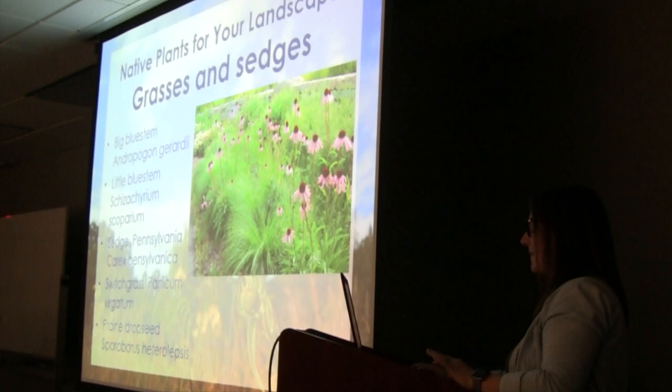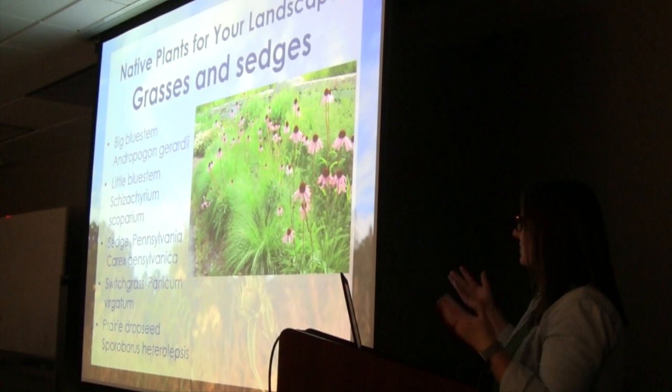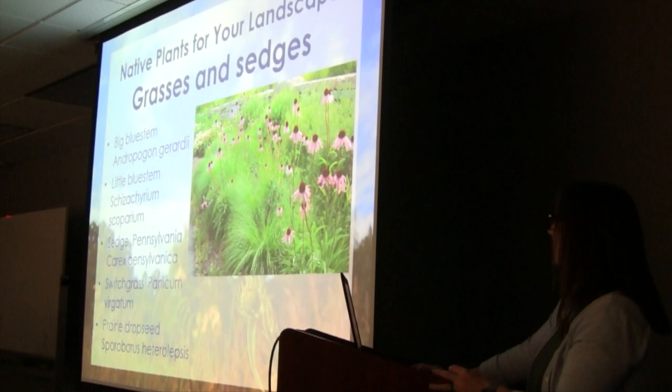And this is probably my favorite of all of these, prairie dropseed. They just look like these cute little floofs in the ground. And here you can see it planted with some echinacea, purple coneflowers, and it's a really nice, lovely, whimsical filler between them.